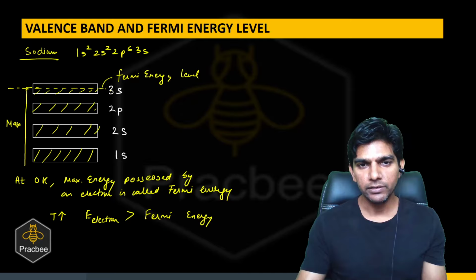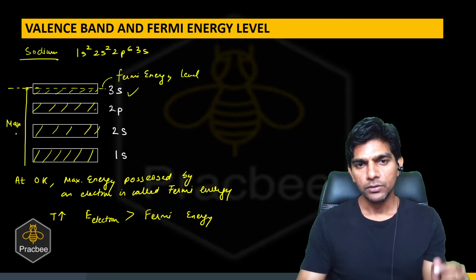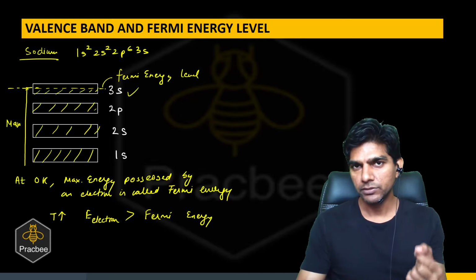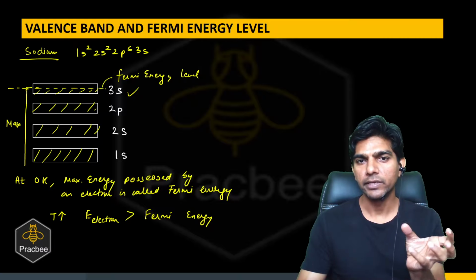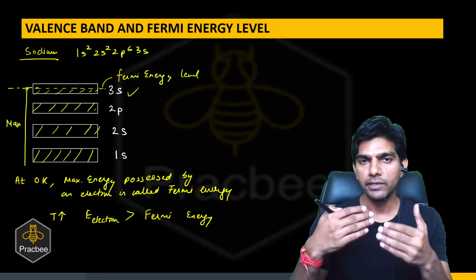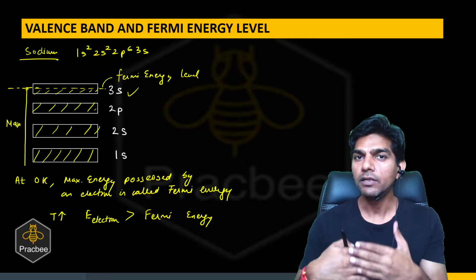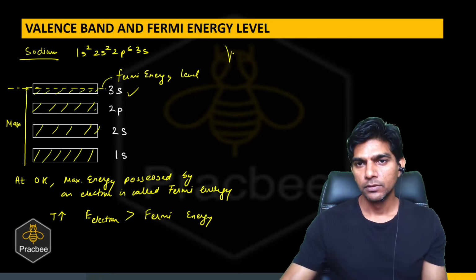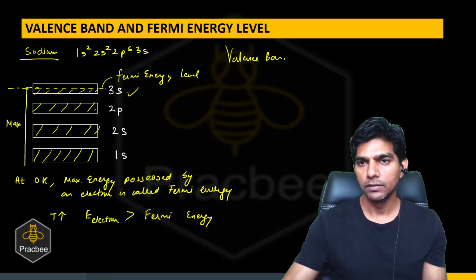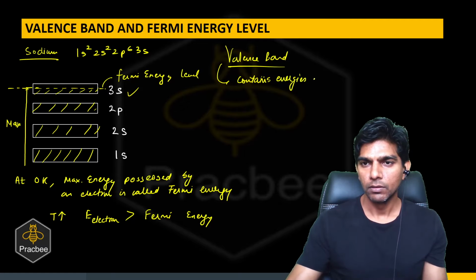And if I consider the valence shell, this 3s orbital, the electrons which have energy in the 3s orbital are known as valence electrons. And the energies of valence electrons constitute another band which is known as the valence band. So the valence band contains energies of valence electrons.